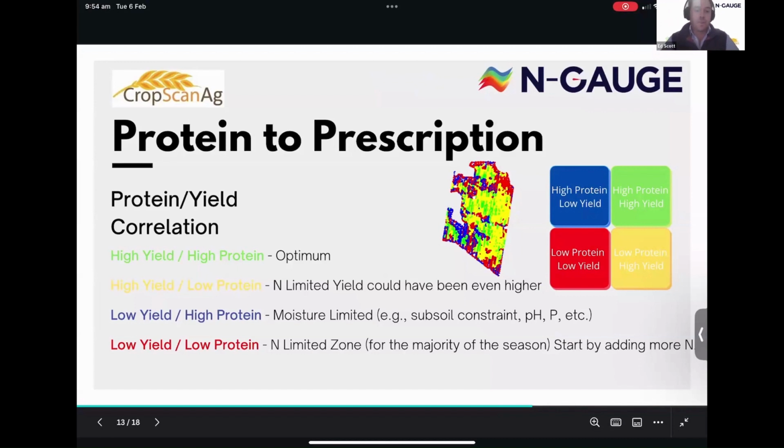We'll then have the low yield, high protein, which is the blue zone. When you see blue, think moisture limited. And that's where it could be soil type related.